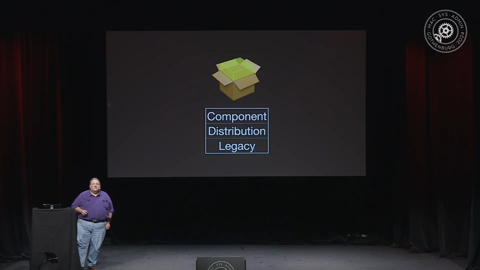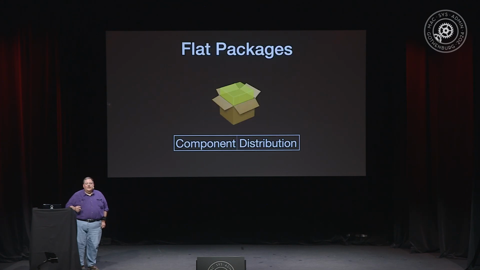So as macOS has evolved over the years, there have likewise developed several categories of package files. There's going to be component, distribution, and legacy. Legacy are bundle-styled installer packages. So what's the difference between them? There's two main kinds of packages. There's flat and there's bundle style. Both component and distribution packages are flat.